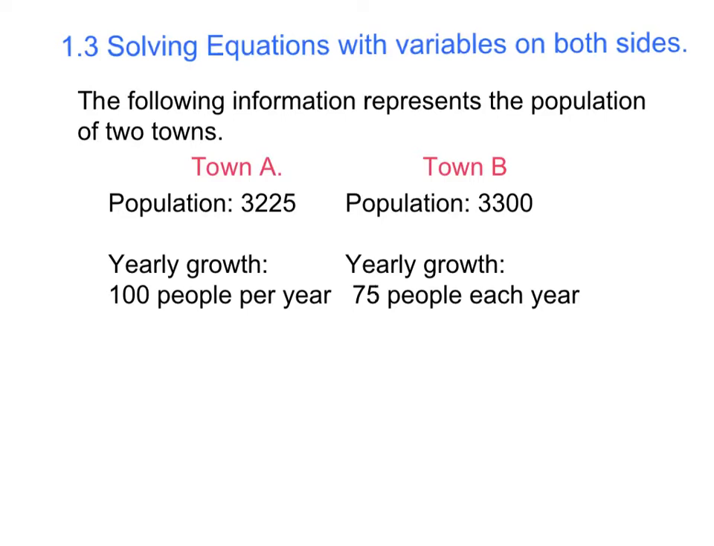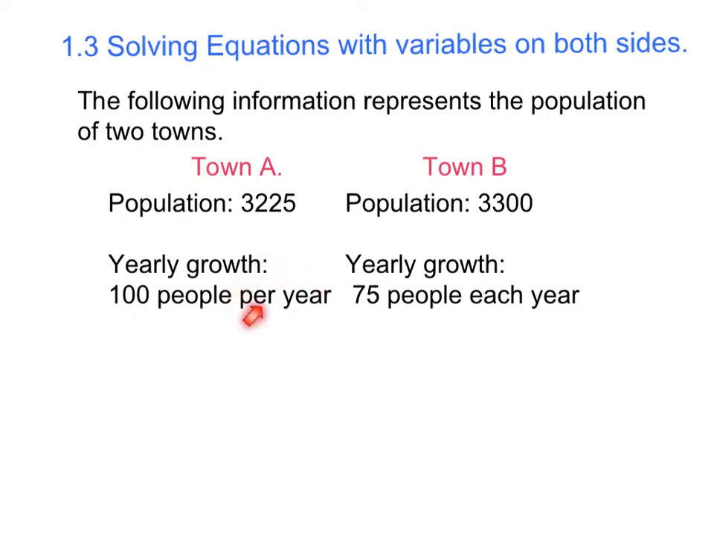So what we need to do is translate this word problem into an expression. So I want you to think of it this way. Don't try to write an equation yet. I want you to slow down and just look at town A. Look at the first town. What do we know? We know that we have a population of 3,225, and we have a yearly growth of 100 people per year. So let's just turn that into a rate or into an expression. We grow at 3,225 and we add 100 people per year.